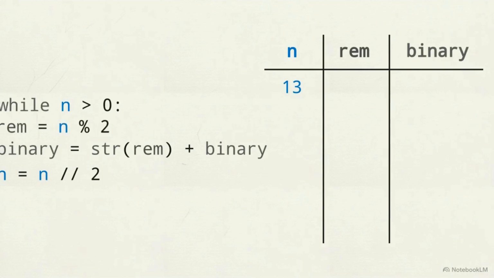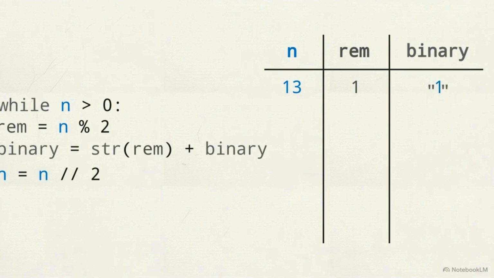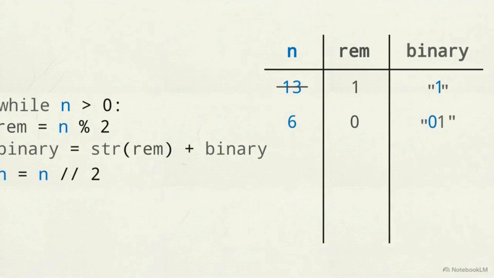13 is greater than 0, so we divide by 2. The remainder is 1, so we update our string to 1. The integer quotient is 6, so 6 becomes our new n. Moving to loop 2, 6 is greater than 0. We divide by 2. The remainder is 0. We push that 0 to the front of our string, making it 0, 1. The integer quotient is 3.